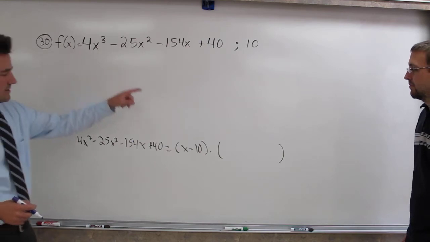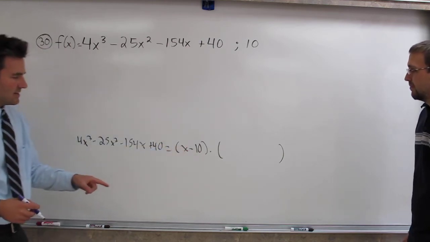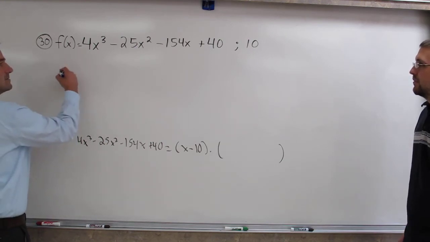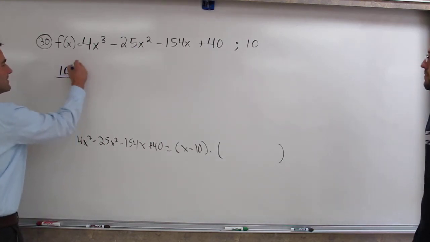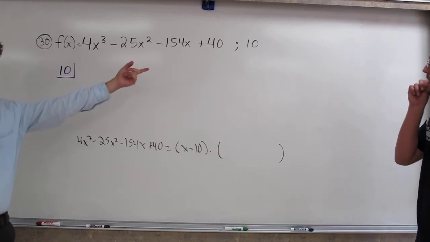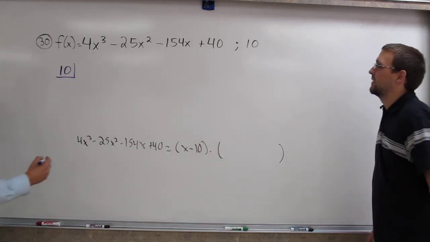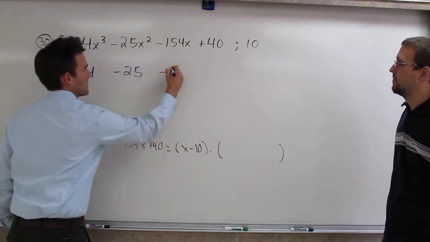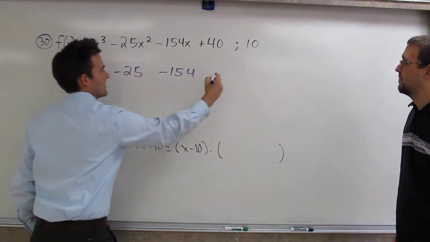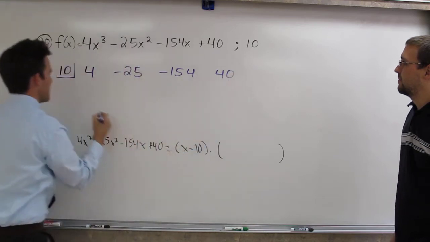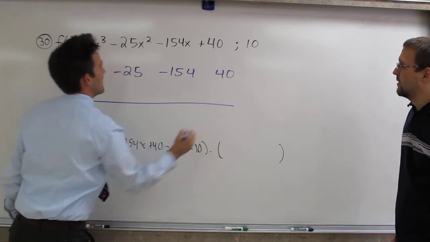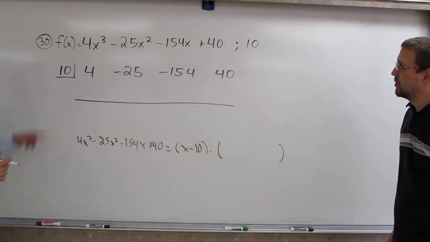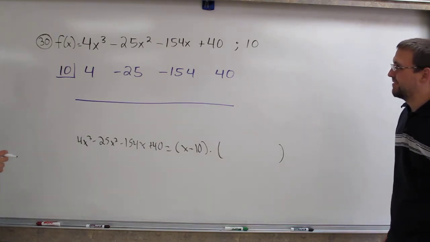So let's see. X minus 10. So we're going to put a positive 10 in the box, right? Yep. Okay. That's kind of funny. It matches our 0. Put a positive 10 in the box. Here's our coefficients. And looking at these coefficients, I'm already a little scared. But thankfully, this is a 10. The multiplication shouldn't be too bad.